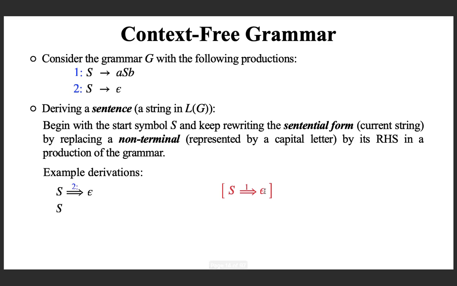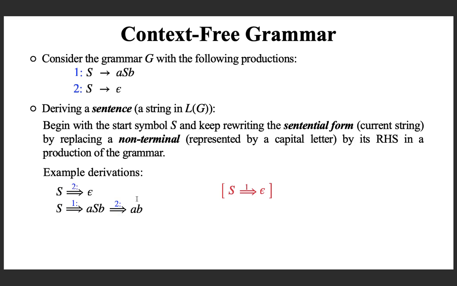Second example derivation: you start with S, always you have to start with S. Now apply production number 1. You can replace this S with the RHS of this production, and you get this. Now on this, you can apply production number 1 or 2. If you apply production number 2, you are replacing S with epsilon, so you get the terminal string AB, which is also in the language.